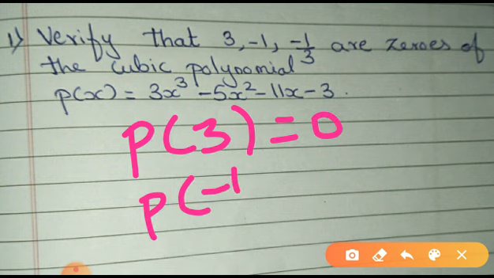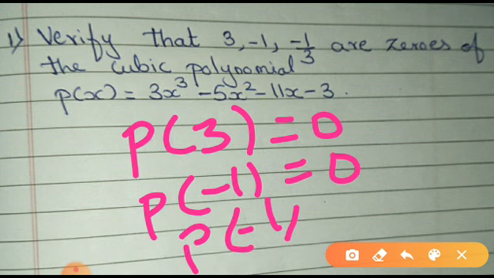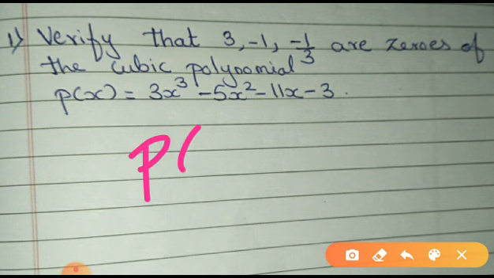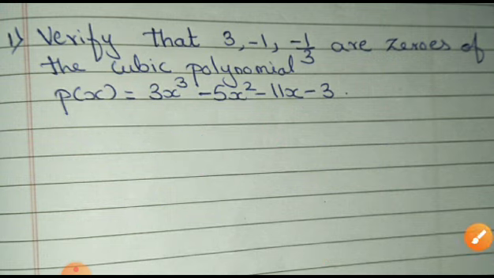Similarly, whether p of minus 1 is 0 or not, and p of minus 1 by 3. If I am getting it as 0, then I can say 3, minus 1 and minus 1 by 3 are zeros of the given polynomial p of x. Okay, so let's start with it. So p of 3, how to calculate? P of 3 means wherever there is x, substitute the value of x as 3, simplify it and see what the answer is.